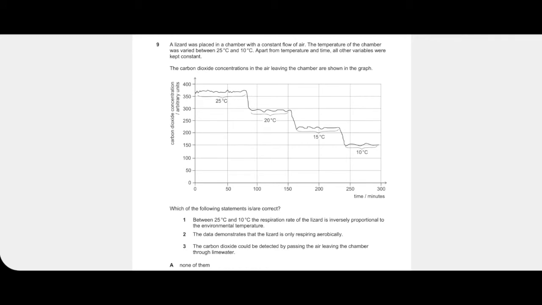A lizard was placed in a chamber with a constant flow of air. The temperature of the chamber was varied between 25 degrees Celsius and 10 degrees Celsius. Apart from the temperature and time, all the other variables were kept constant. The carbon dioxide concentration in the air leaving the chamber is shown in the graph. The graph shows temperature, and as the temperature decreases, so does the carbon dioxide concentration.